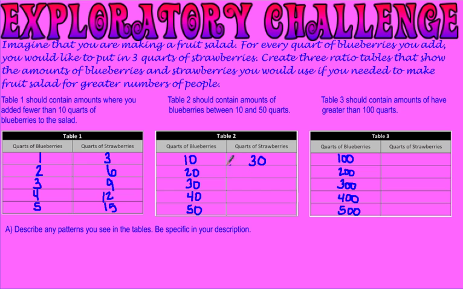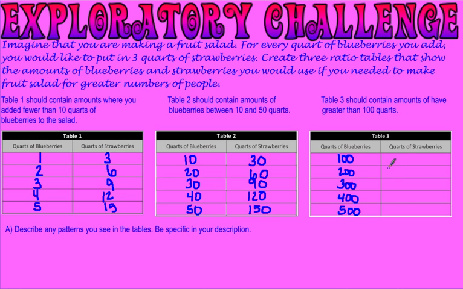Okay, and then if you see here we have 1 and we went to 3, and then we have 10 to 30. And now here we have 20, so it's going to follow suit that we would use 60. Okay, and then 30 and 90, 40 and 120, 50 and 150. I want you to take a second and try to find the missing amounts of strawberries when we have 100, 200, 300, 400, and 500 blueberries.